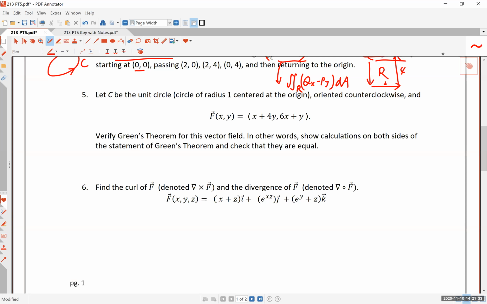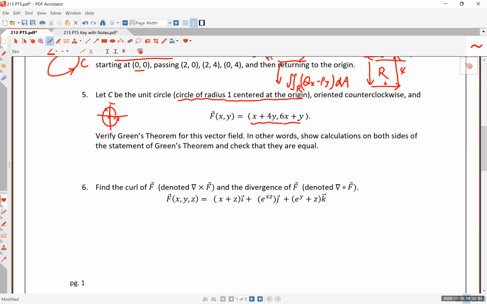Next, question number 5. Let C be the unit circle. All right, so let's picture the unit circle, radius 1, centered at the origin. I am so nice that I actually define for you what the unit circle is, even though the unit circle means the same thing all over the world. Okay, oriented counterclockwise. So you're going in the regular conventional orientation, and then you are given this f.